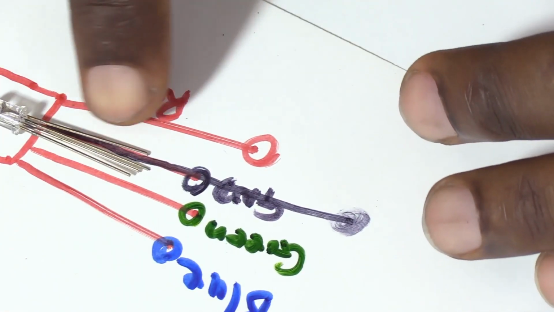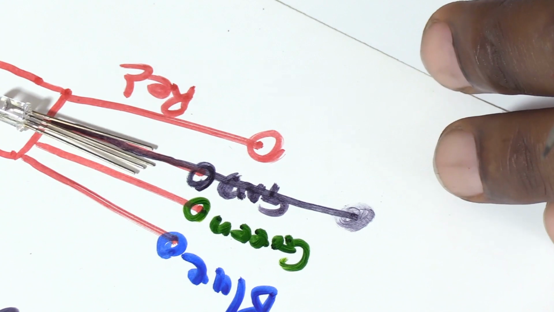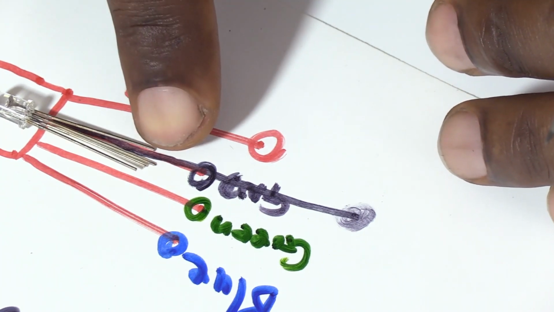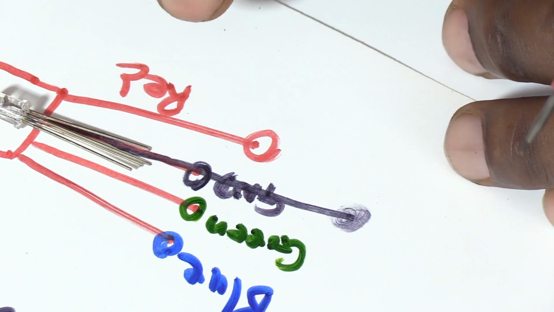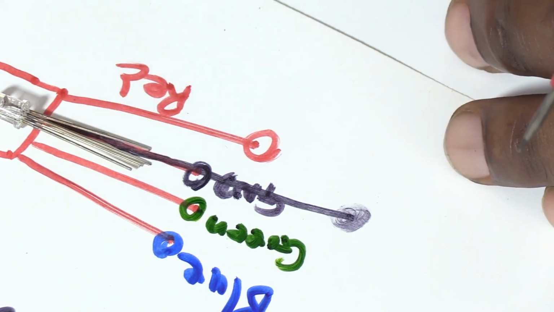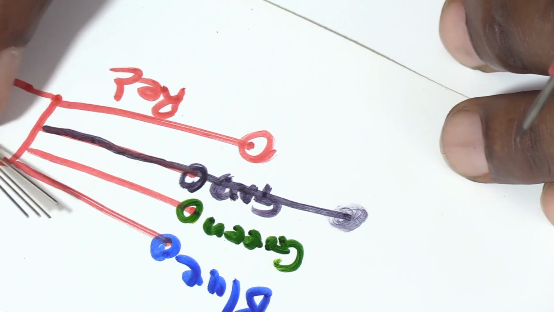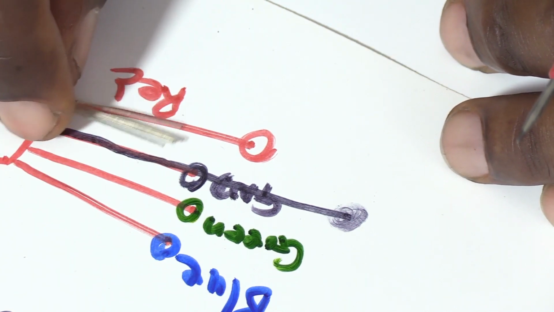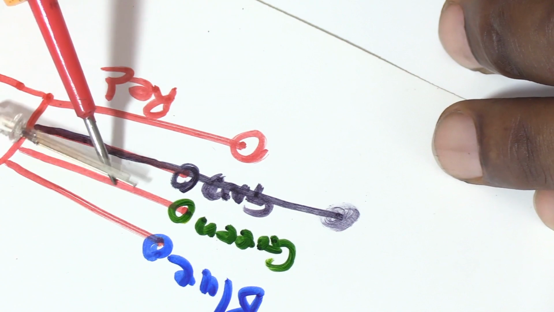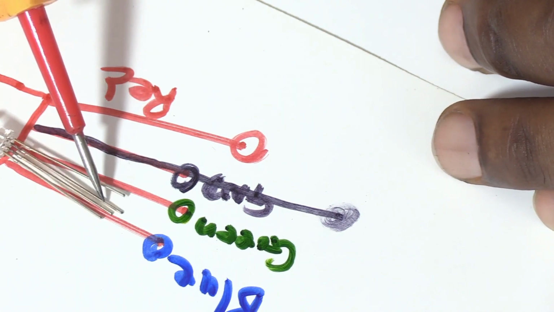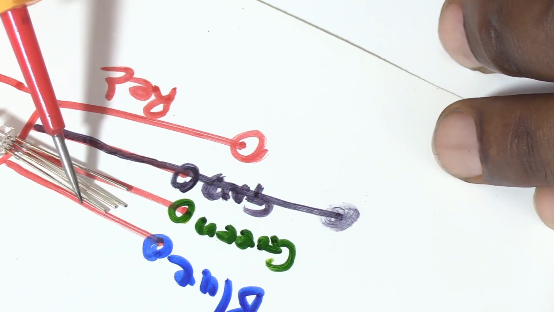The first leg is the red. And the second leg, which is the longer leg, is the ground. The third leg should be the green, and the last leg here should be the blue. So that is how it works. You have the red, the ground, the green, and the blue.